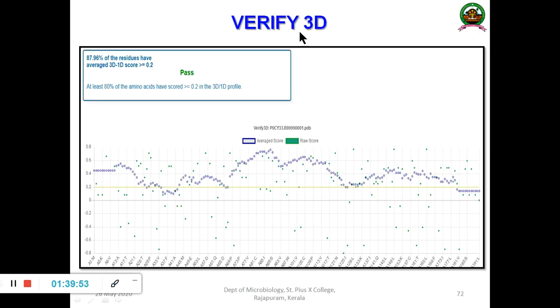Okay, the next one, as I told you, is Verify 3D. It will check the compatibility between 3D and 1D. When it is converted into a 3D structure, you know that when it is a tryptophan, what type of structure it will produce, or valine, what type of structure it will produce. There should be an agreement from the amino acid level to the structural level. It should pass, and you will get a message called pass. That means at least 80% of the amino acids should have a score greater than 0.2 in their 3D-1D profile. Then only can you call it a pass. That is Verify 3D.